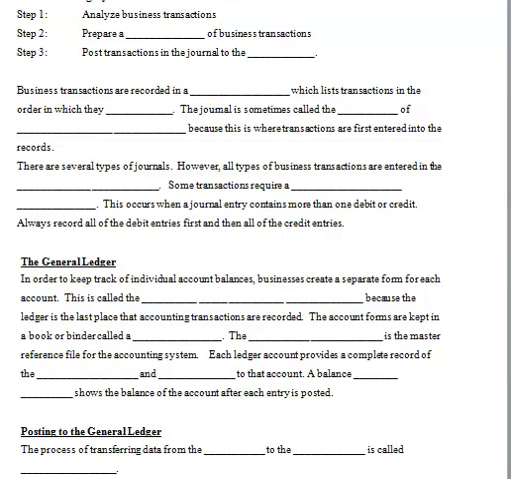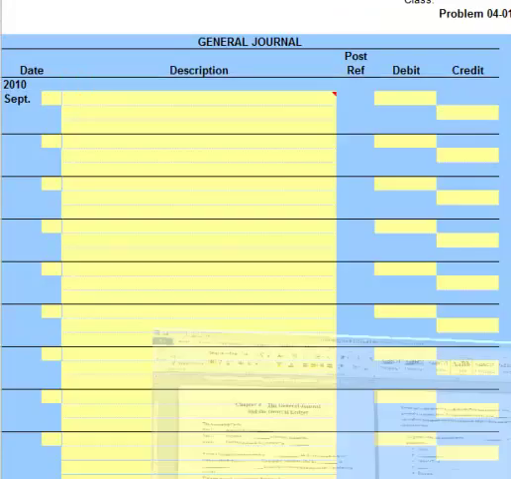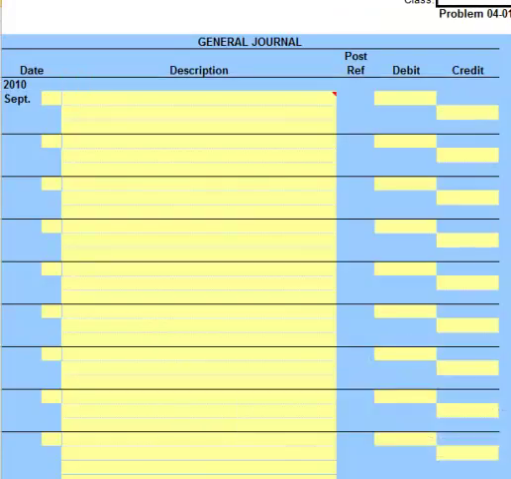Some transactions require a compound entry, and this occurs when a journal entry contains more than one debit or credit. And if you have a compound entry, you always record all of the debit entries first and then all of the credit entries. So let's take a look at some of the transactions in our Chapter 4.